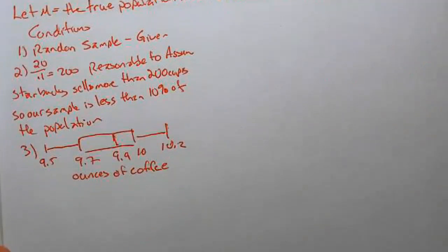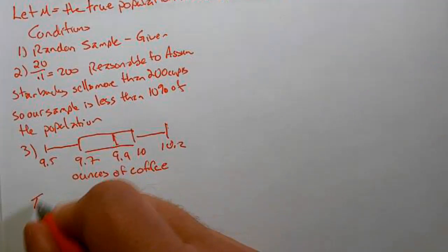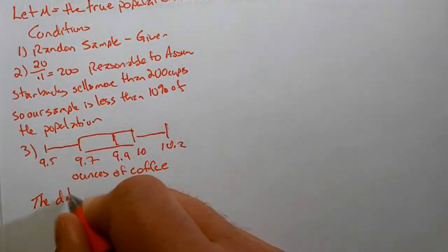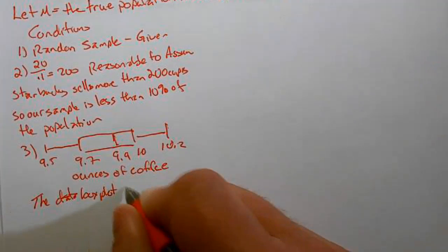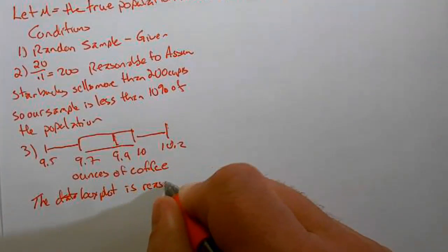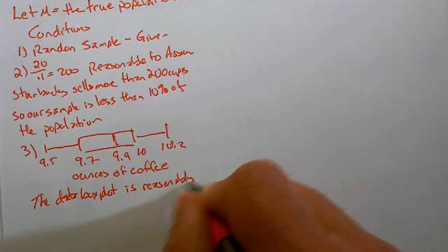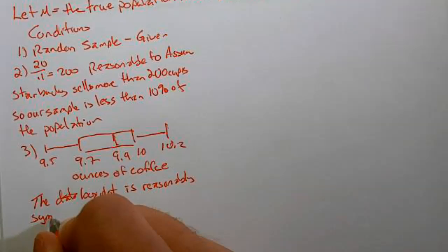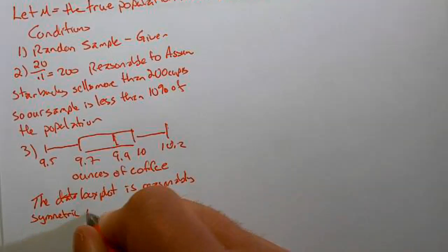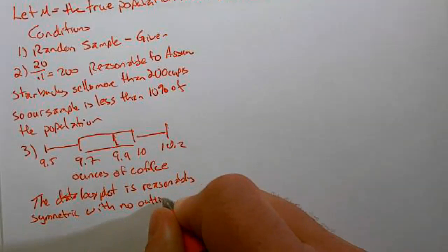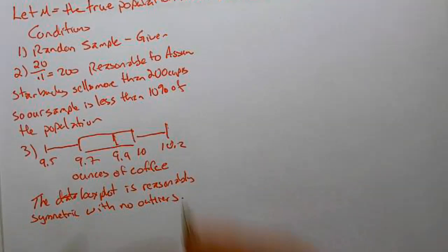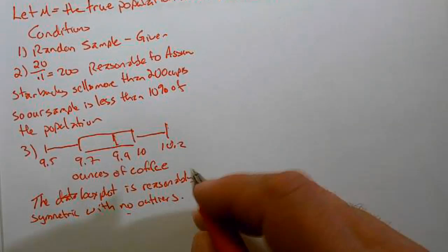So the data, or the box plot, is reasonably symmetric with no outliers. And it's really important that you include the no outliers. If you have outliers in your data, please go back and rerun the thing. You probably made a mistake.